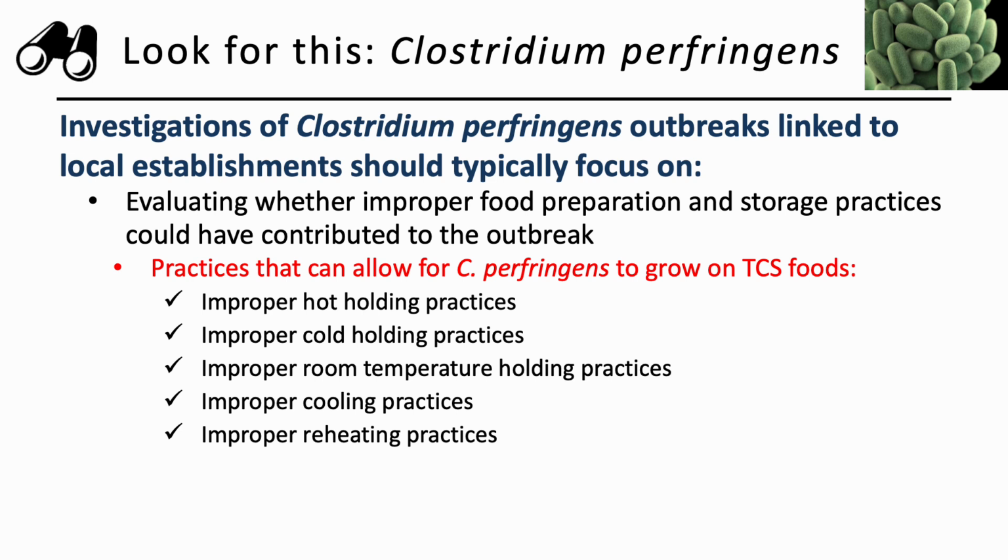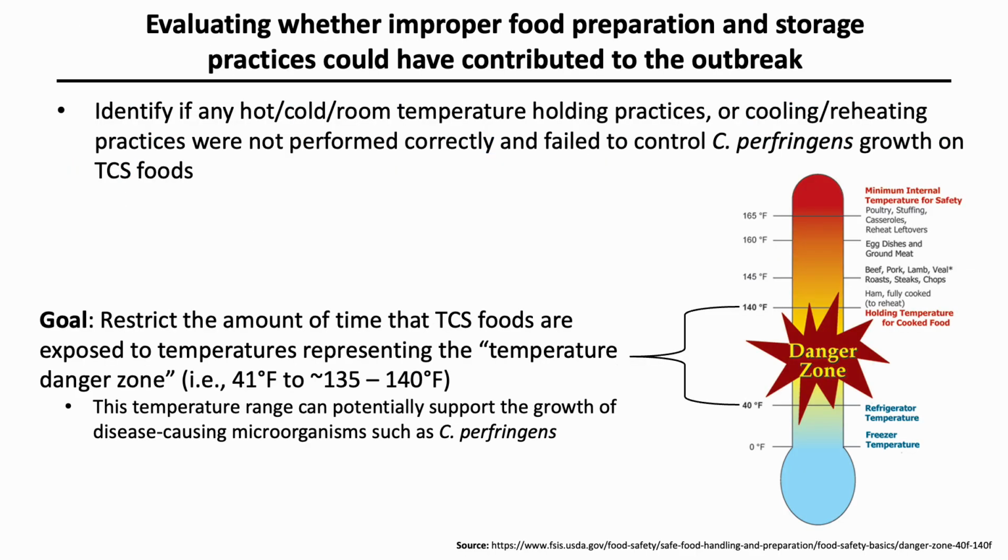Some key practices that can allow for C. perfringens to grow in TCS foods that should be evaluated here include improper hot, cold, and room temperature holding practices, as well as improper cooling and reheating practices. When conducting outbreak investigations linked to C. perfringens, environmental health investigators should also identify whether any hot, cold, and room temperature holding practices or cooling or reheating practices used in the establishment were not performed correctly and failed to control C. perfringens growth on TCS foods.